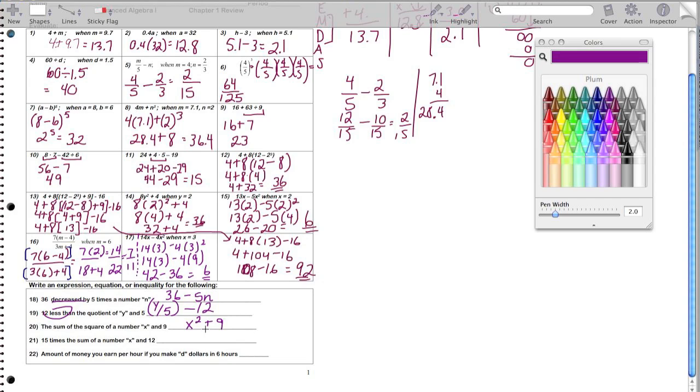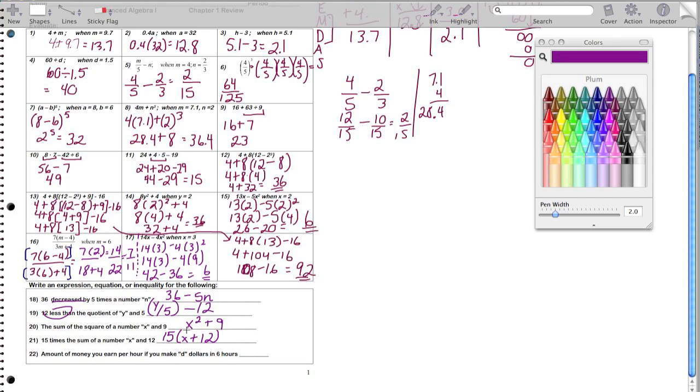Number 21: 15 times the sum of a number x and 12. So 15 times, here they say the sum of, so we need to find the addition, the sum of something, and they say the number x and 12. And the reason that's in parentheses is because if we didn't, it would do order of operations, 15 times x first. We don't want that. We want the sum first.